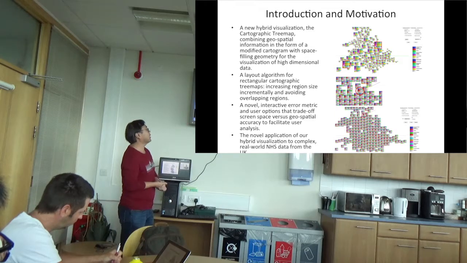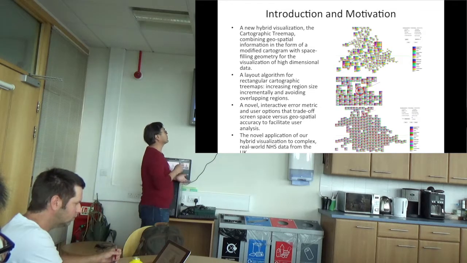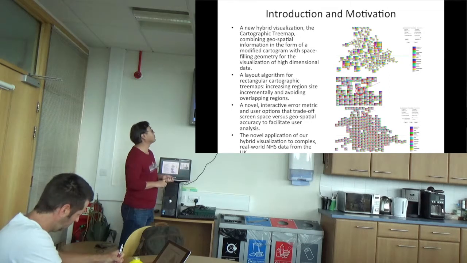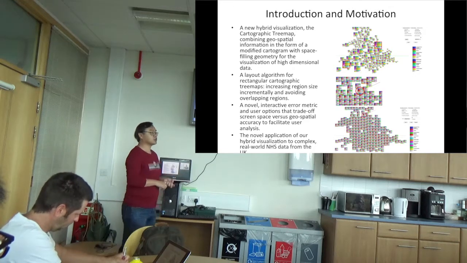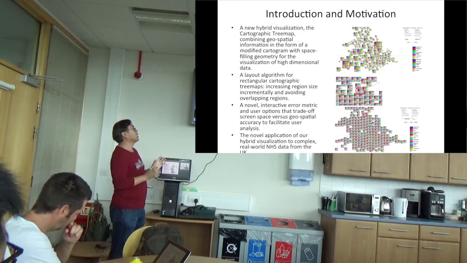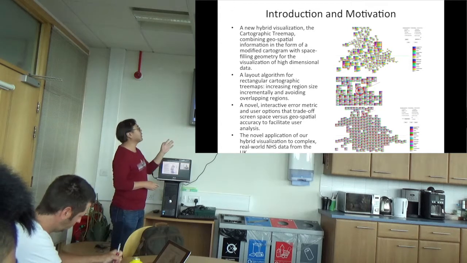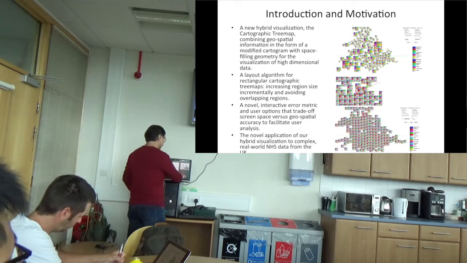We call this cartographic treemap. We use a cartogram to represent the geospatial information, and we use a treemap to represent the multivariate data. We also developed a novel algorithm for generating the cartogram, and we use a novel error metric to evaluate the performance. We also implemented several user options to enable the user to interact with the system. All this data is real data from the NHS, so we can see some interesting observations from the output.